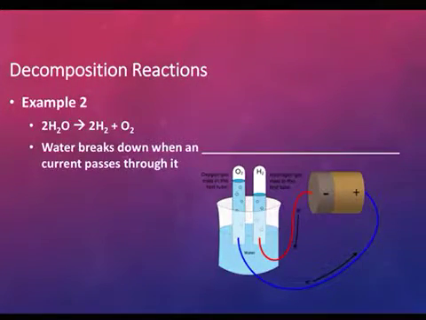Another example is when we break down water into the hydrogen and oxygen molecules, and it will only break down when an electric current is run through it. And so if we have a beaker of water and we run a current through it, we can trap oxygen and hydrogen in some test tubes.